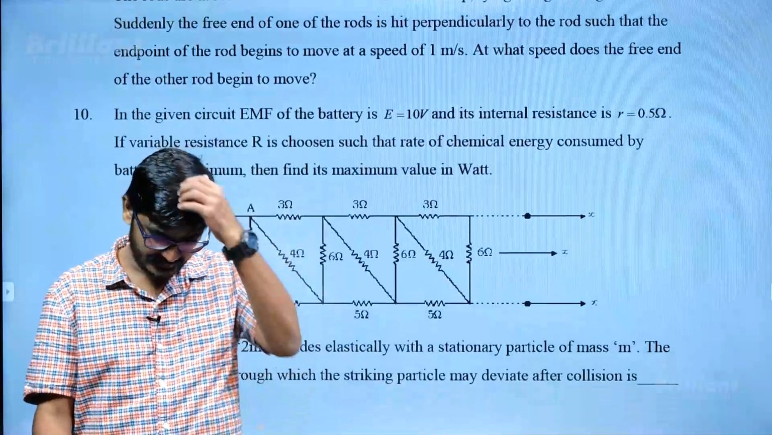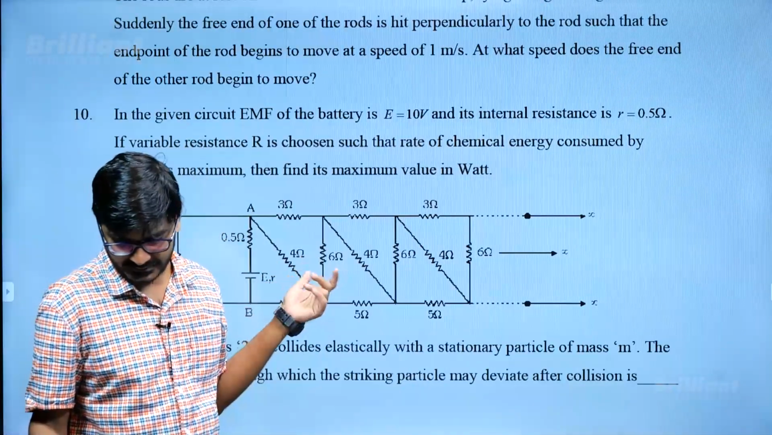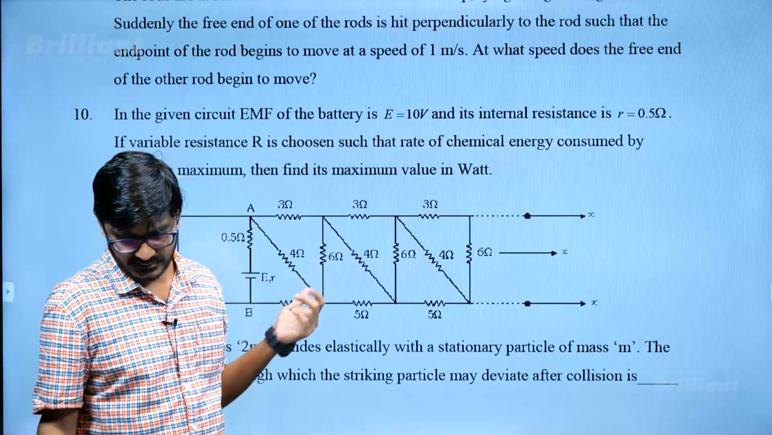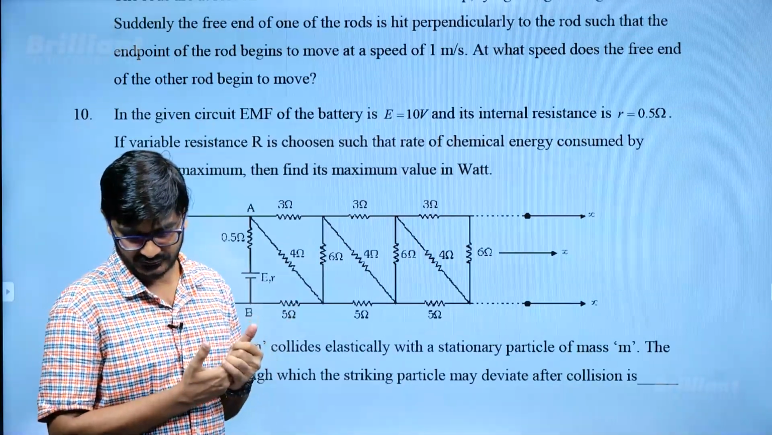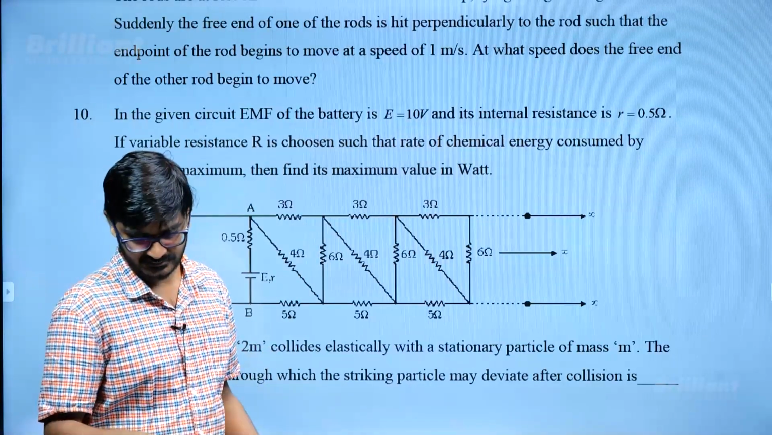So the next question: in the given circuit, the EMF of the battery is 10 volt and internal resistance is 0.5 ohm. If a variable resistance R is chosen such that the rate of chemical energy consumed by the battery is maximum, find the maximum value.